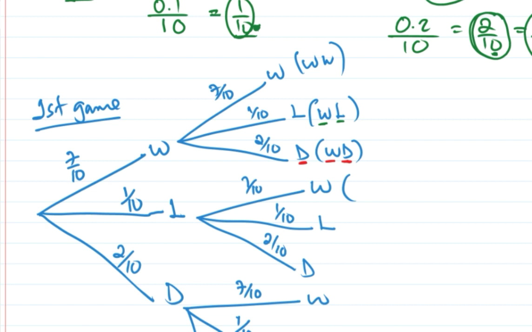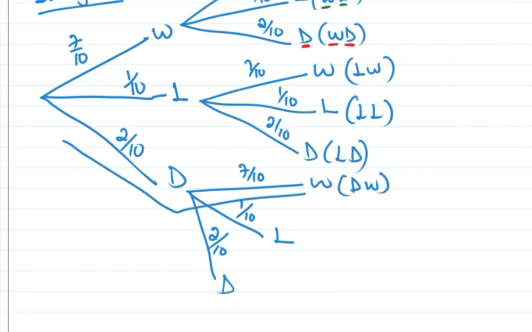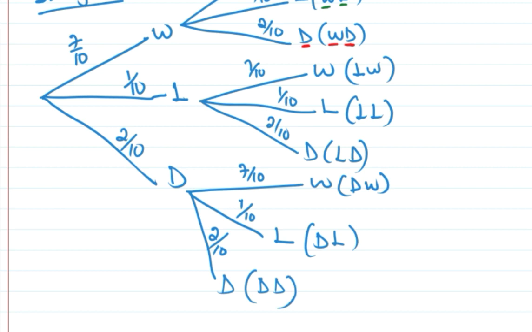Similarly, the probability space of this one: we have losing and winning, losing and losing, and losing and drawing. And this path here is drawing and winning, whereas this path here is drawing the first game and losing the second game, and this one is drawing the first game and drawing the other game.